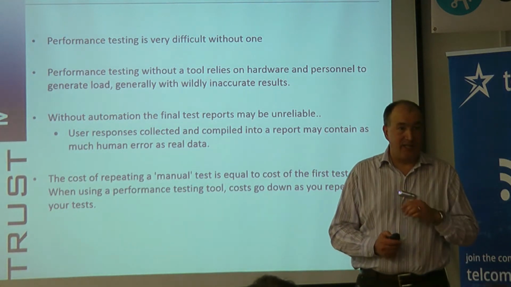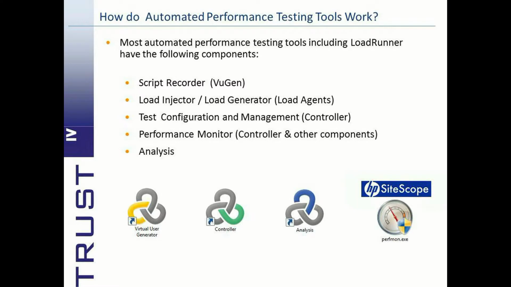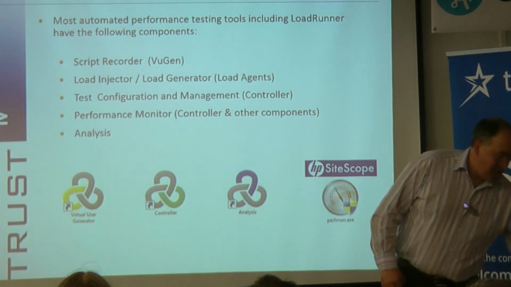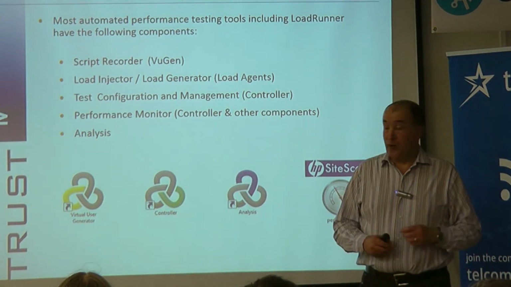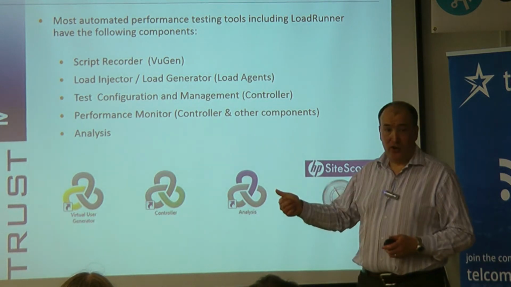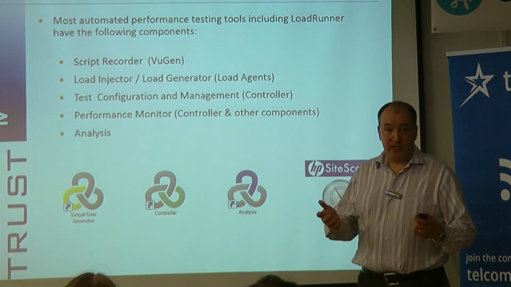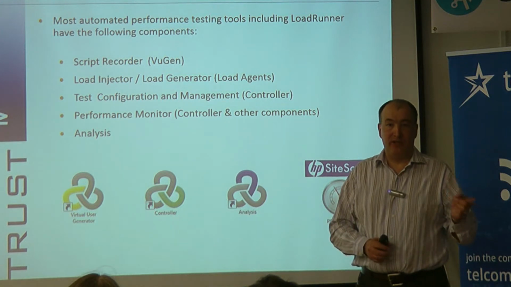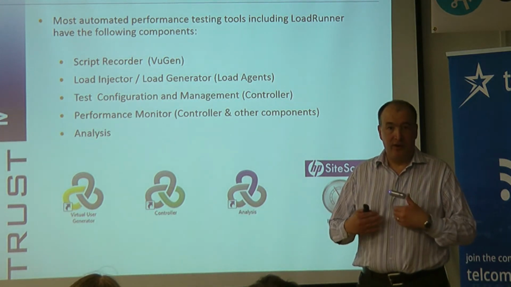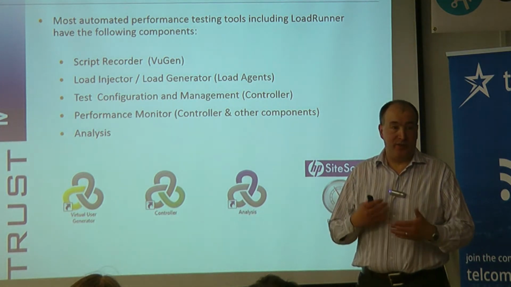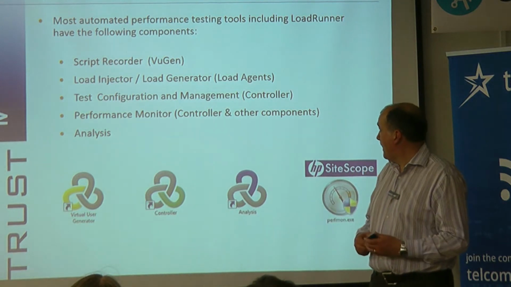So the next slides talk a little bit about how automated performance test tools work. And these again are some terms that may need a little bit of explanation. Basically, there are usually four components to a performance test tool. A script recorder, which in HP's case is called VuGen, which stands for Virtual User Generator. It's the thing that records the interactions between a user and an application.